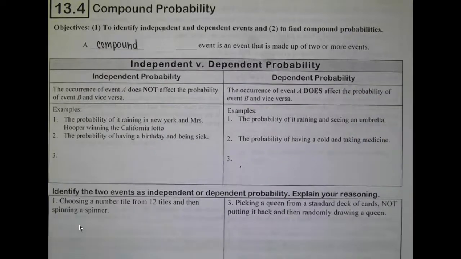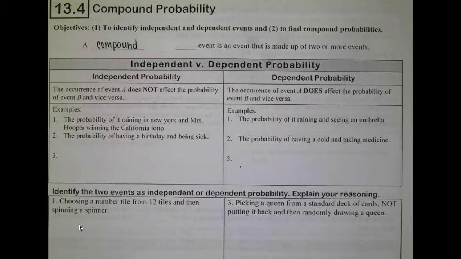Now, dependent probability. This is when the occurrence of event A does affect the probability of event B and vice versa. For example, the probability of it raining and seeing an umbrella. Because obviously if it rains, probably there's going to be some more people carrying umbrellas out there. So whether or not it rains will affect the probability of you seeing an umbrella.